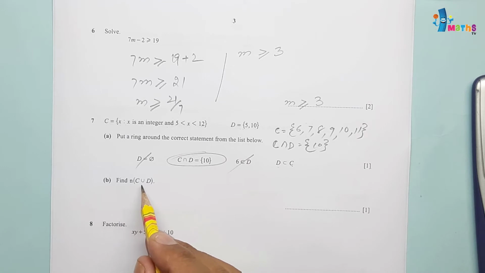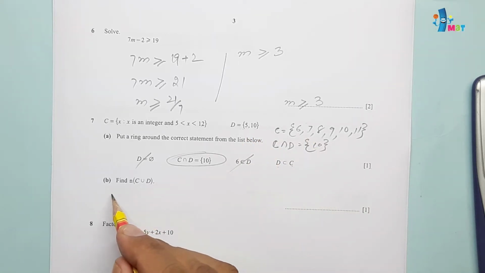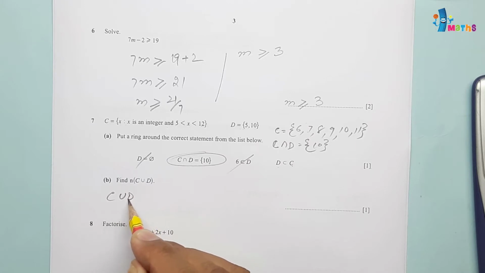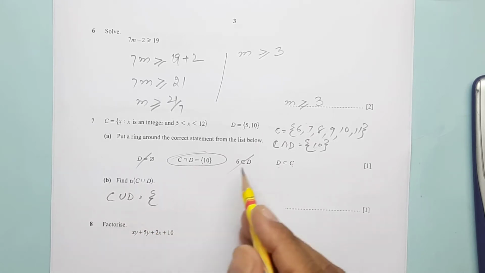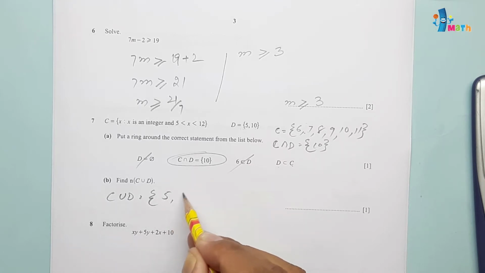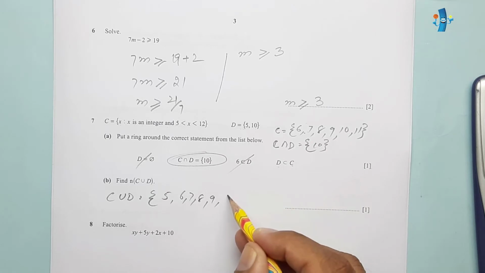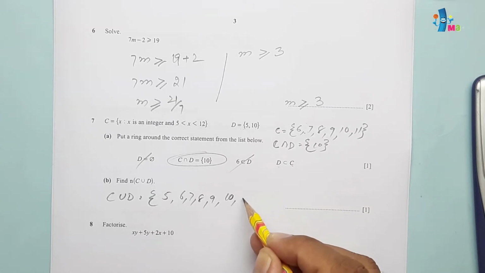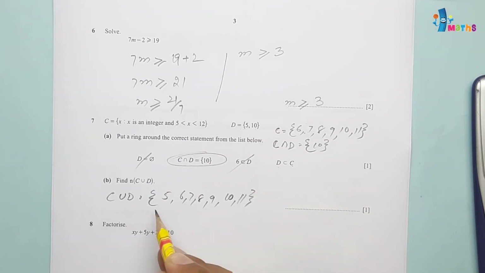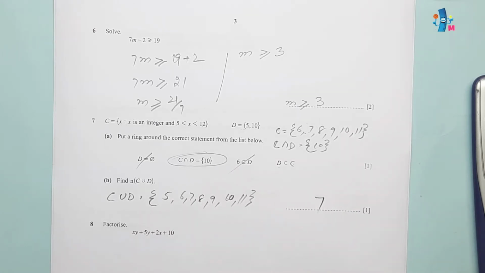Find n of C union D. So C is this one, D is this one. So C union D we can write like this. If we combine these two, we can write 5, 6, 7, 8, 9, 10. 10 is in both, we will not be repeating that. So 10 and 11, and members will be 1, 2, 3, 4, 5, 6, 7. So count will be 7.